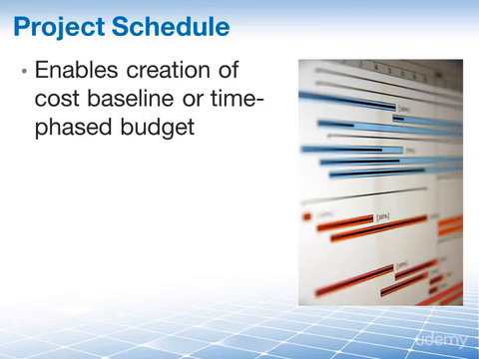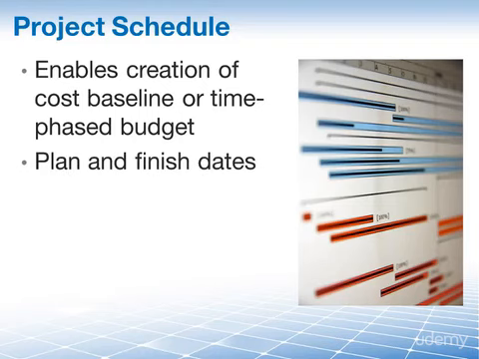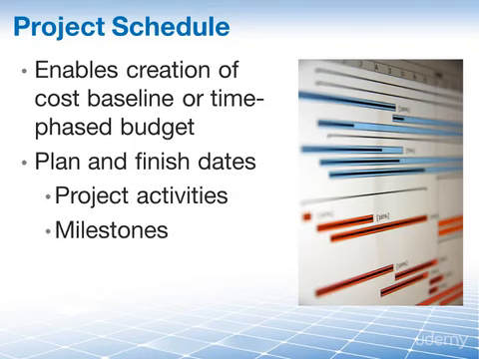The cost baseline is also referred to as the time-phased budget. And in order to represent something over time, well, you need a schedule. So to me, the project schedule should really be the first input, even though the PMBOK guide doesn't list it first. The project schedule is where you keep a handle on dates or when things are supposed to be occurring on the project. So these include plan and finish dates for project activities, for milestones, and for work packages.